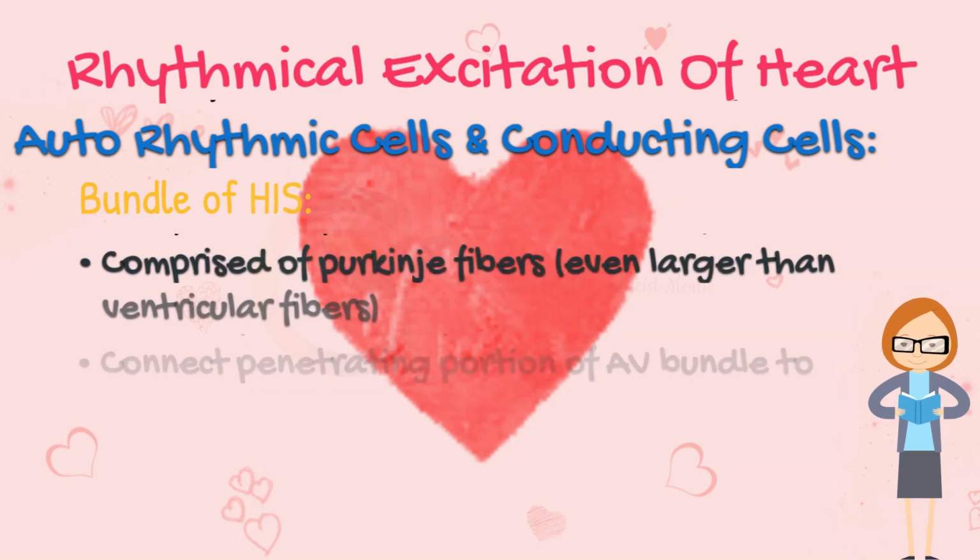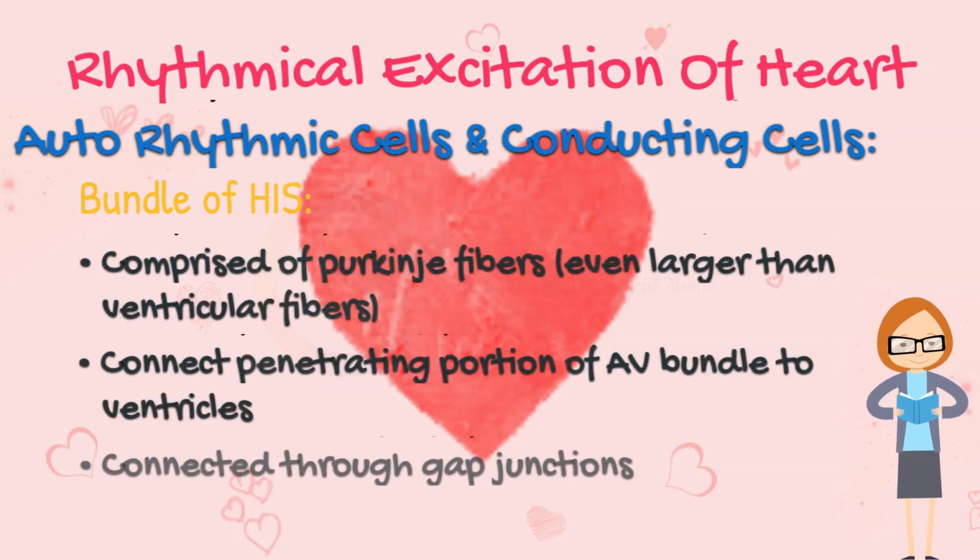To come is the bundle of His. It is comprised of Purkinje fibers, which are even larger than ventricular fibers. They connect the penetrating portion of the AV bundle to the ventricles. They are connected through gap junctions.